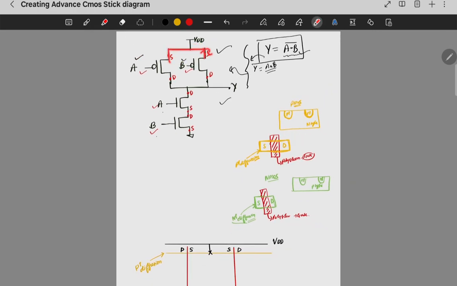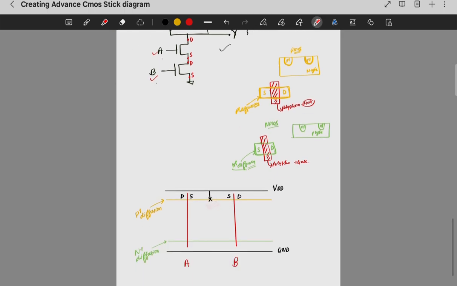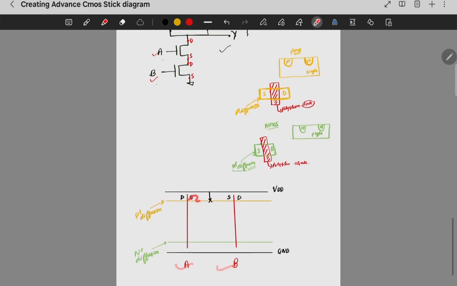So this source and this VDD is connected to it. I hope this much aptitude you might be having. Okay, this is not rocket science. This is simple. Like this is A, this is B. I have to create it like this so that I can share their source as well as connect it to VDD. Okay.